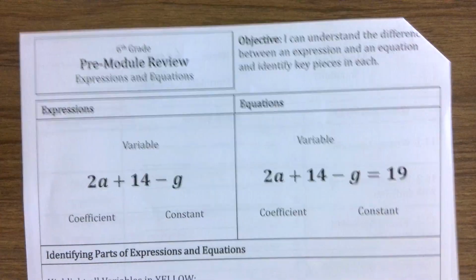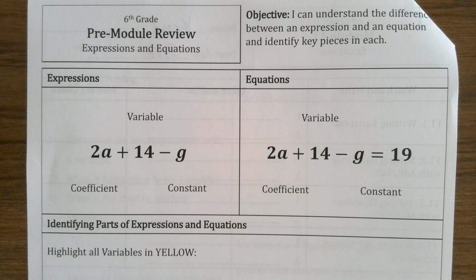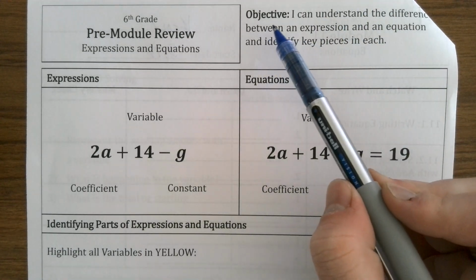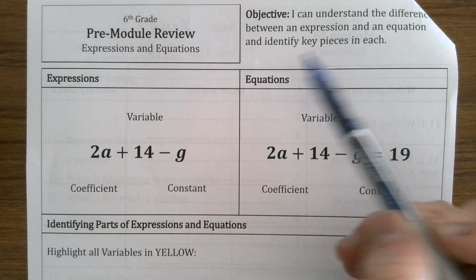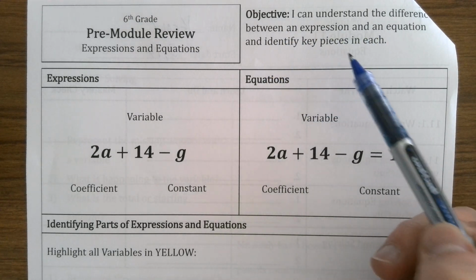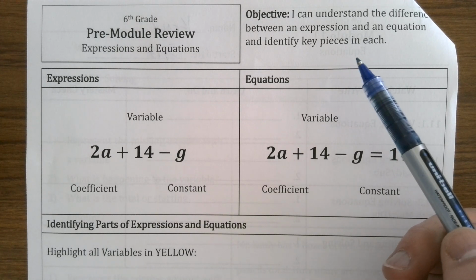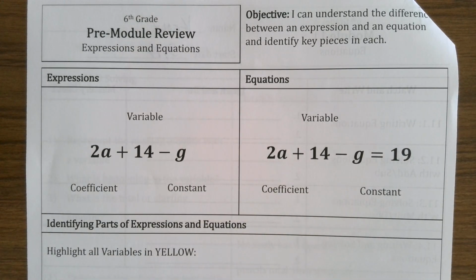All right, our pre-module review is about expressions and equations. You might already know some of these terms. Some of them might be new to you, which is okay. Our objective is that I can understand the difference between an expression and an equation and identify key pieces in each. And by key pieces, I mean we're going to talk about vocab a little bit.